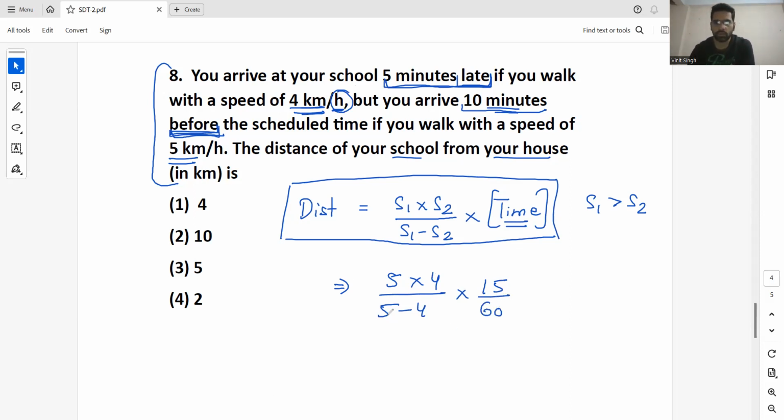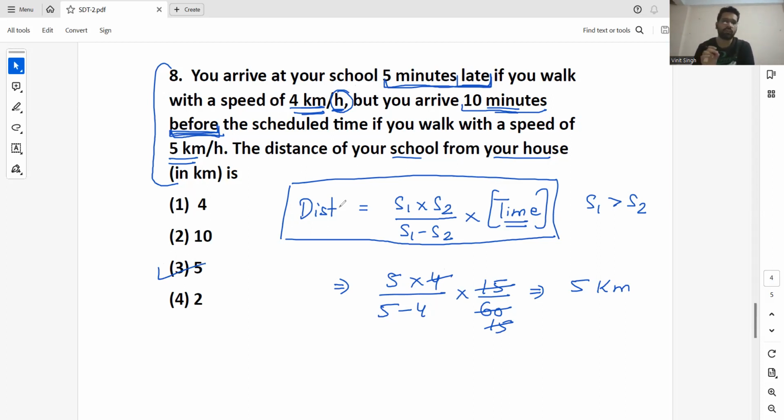Clear? So 5 minus 4 is 1. Here is 15 and 15, they cancel. You will get 5. So the distance between the school and his house is equal to 5 kilometers. Just remember this formula, and you can easily get your answer.